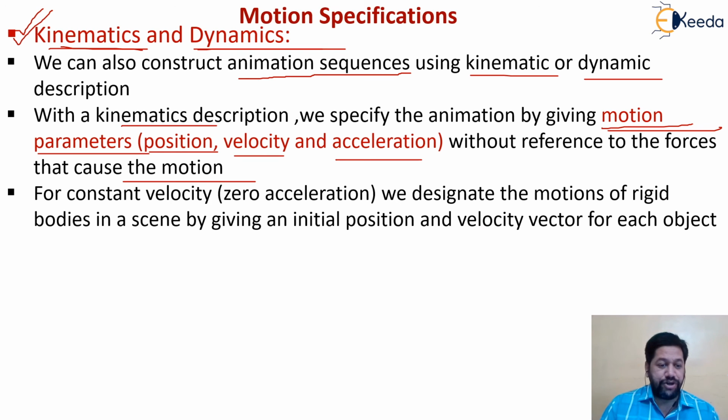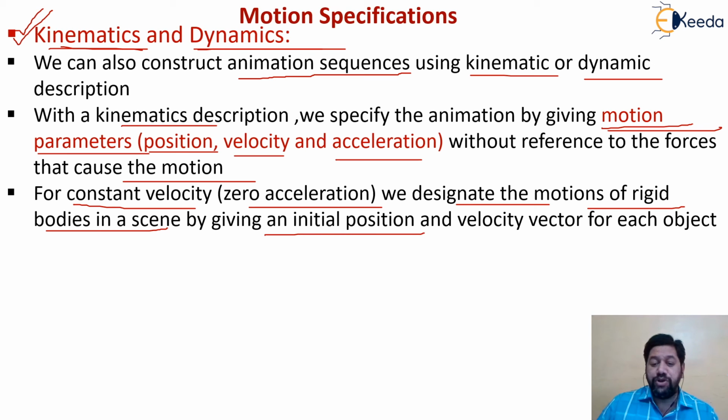Now, for constant velocity or zero acceleration, we designate the motion of rigid bodies in the scene by giving an initial position and velocity vector for each object. Suppose I want the object to move with constant velocity, or I consider the acceleration value to be 0. Then we designate the motion of the rigid object in a scene by giving the initial position, the destination position of the object, and the velocity vector for each object.